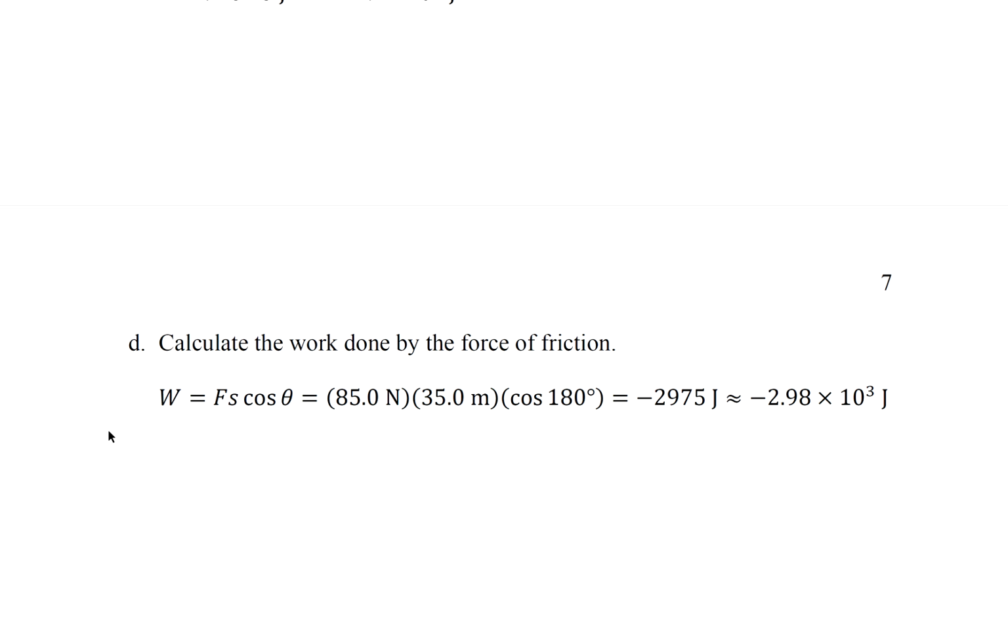Part D, calculate the work done by the force of friction. Once again, the force of friction is down, the displacement is up. So that's 180 degrees. And the force is 85 newtons, the force of friction, and the distance it travels is 35 meters.